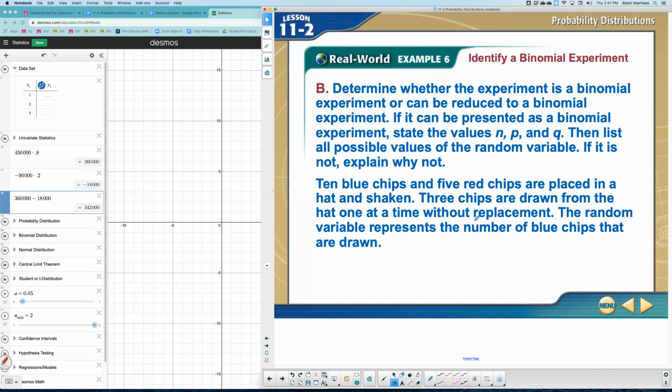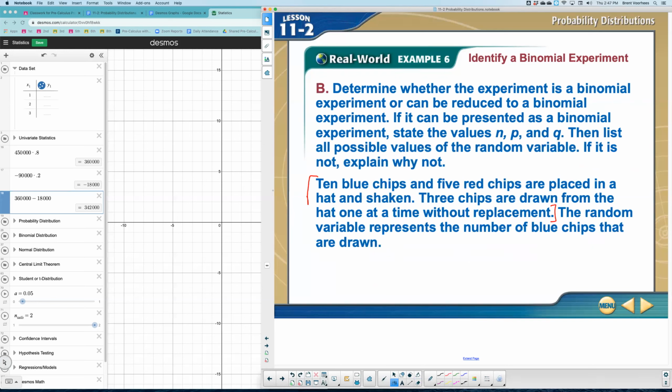Part B. Same instructions. It says 10 blue chips and 5 red chips are placed in a hat and shaken together. 3 chips are drawn from the hat one at a time without replacement. That means out of those total 15 chips, you take 3 of them. Would this be binomial? The answer for predicting if it's blue or red is no, not binomial.